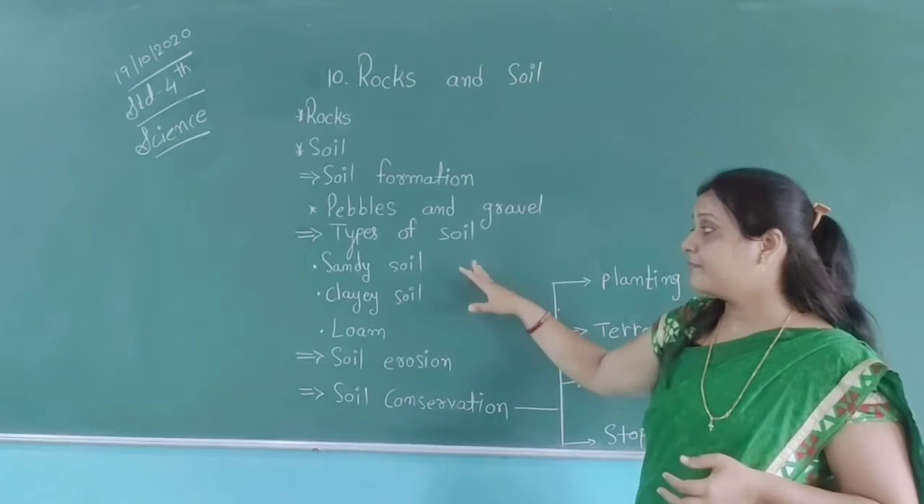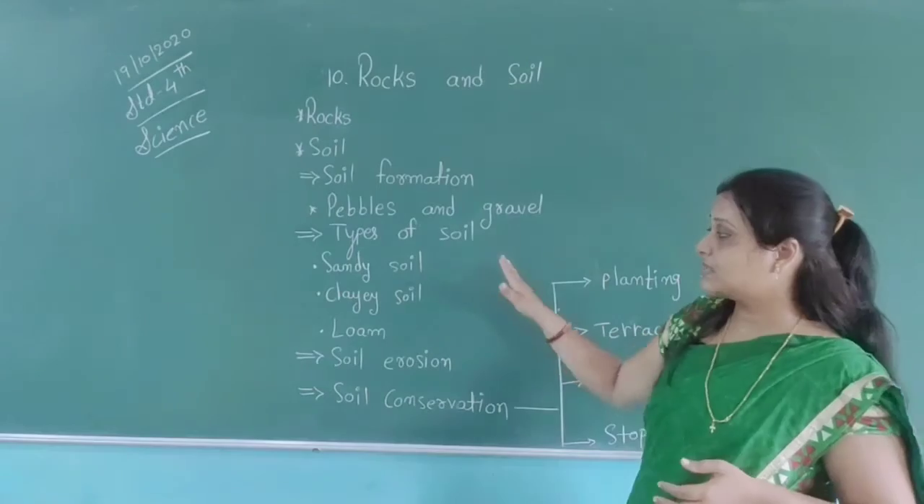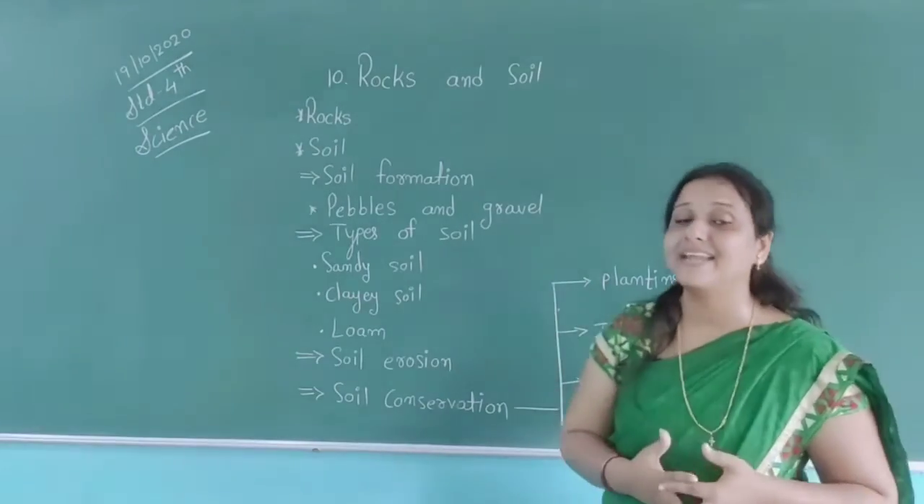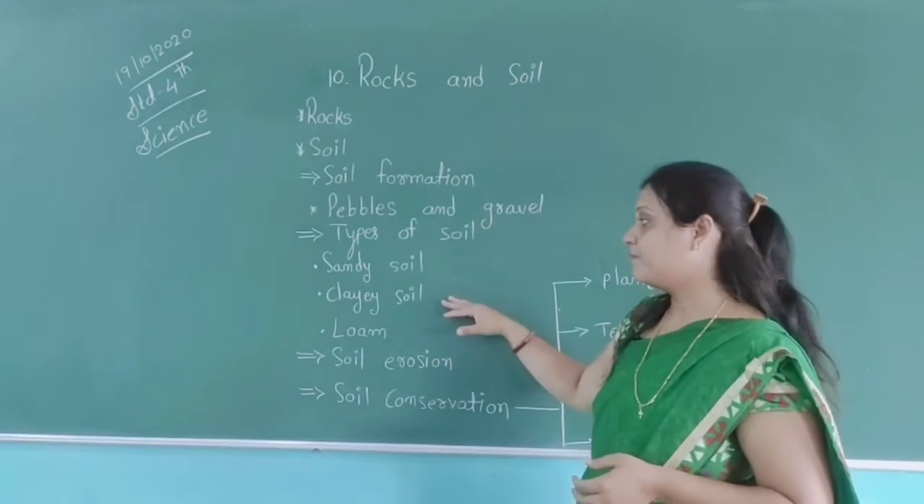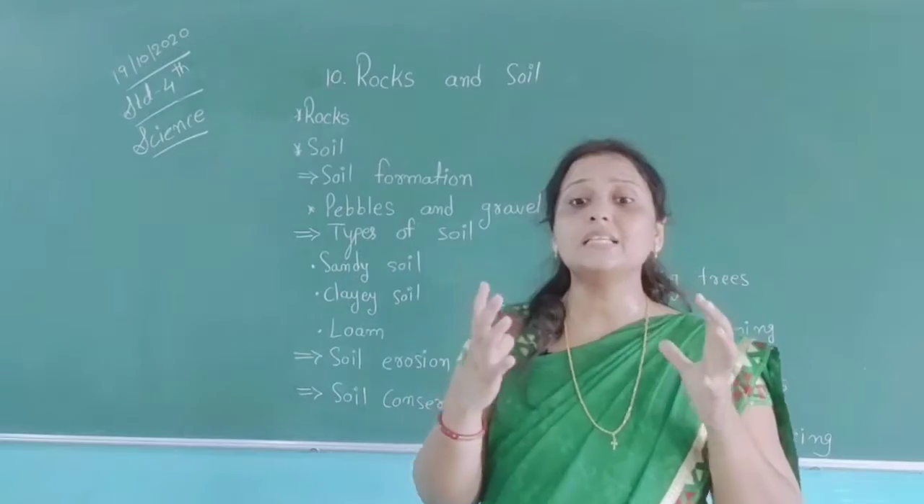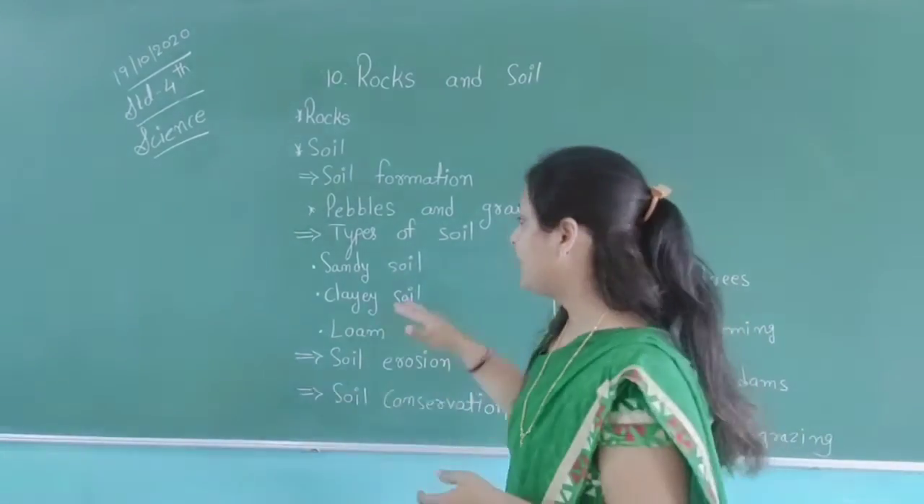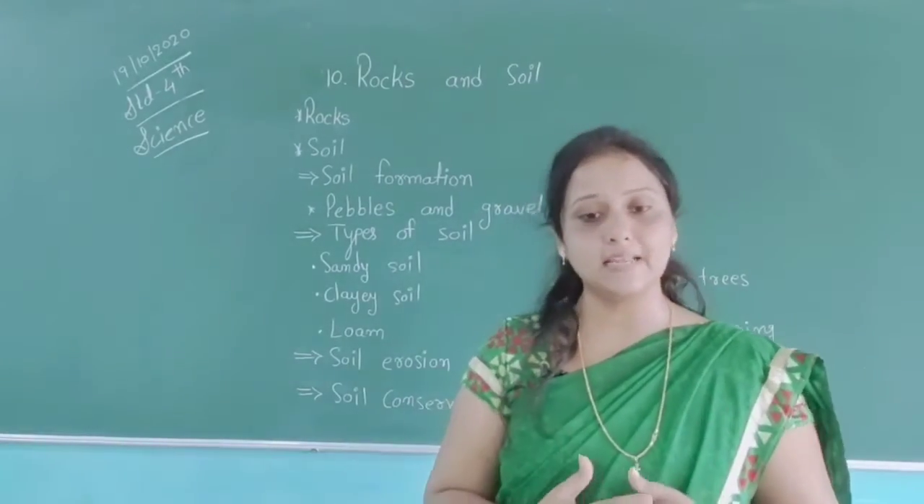They are different from each other. According to their features, we can use them. Sandy soil has big particles of sand and does not hold much water. Then clay soil is sticky compared to sandy soil, and loam is a mix of sandy soil and clay soil.